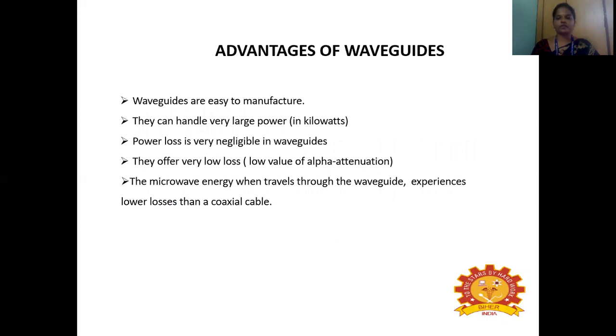Now we will discuss the advantages of waveguides. Waveguides are easy to manufacture. A waveguide can handle very large power in the range of kilowatts. Power loss is negligible and the waveguide offers very low loss. The microwave energy traveling through the waveguide experiences lower loss when compared to a coaxial cable.